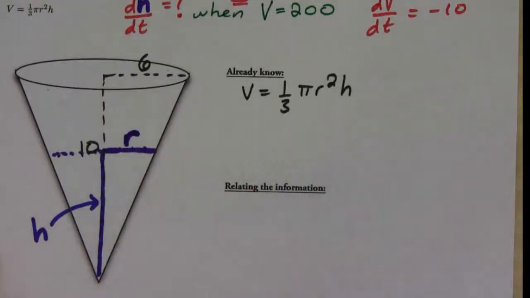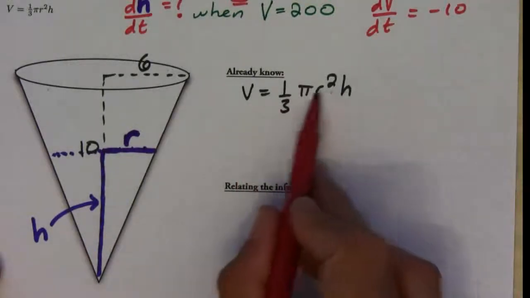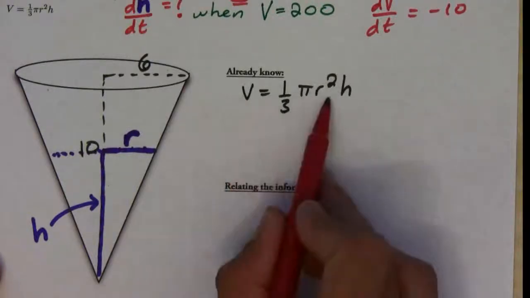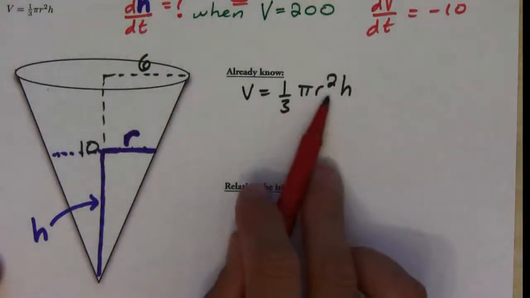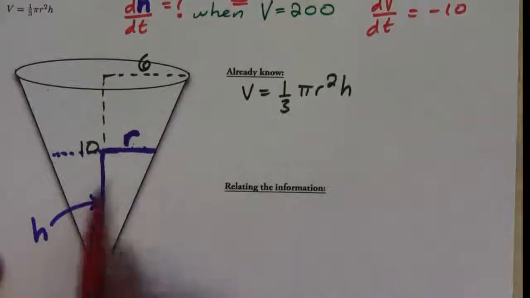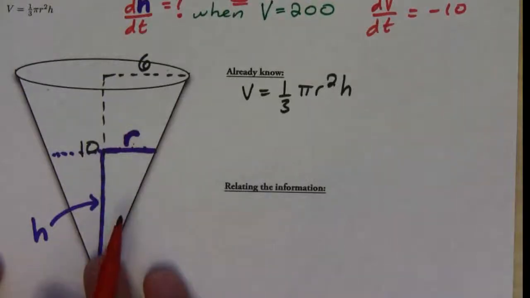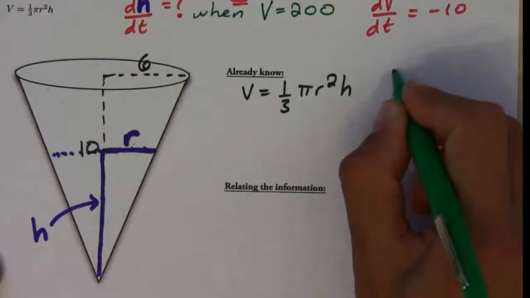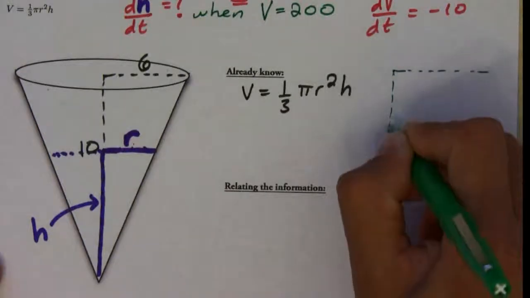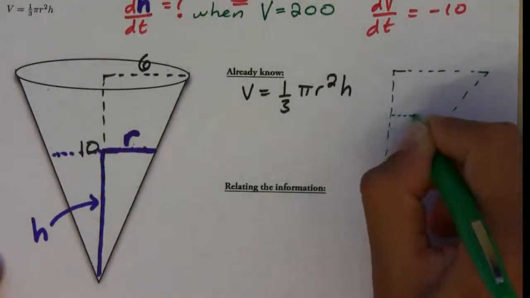So this is just a little trick that'll save you a lot of work. Notice that here I have two different variables. If I take the derivative of both sides as it stands, I'm going to have to use the product rule, because both the radius and the height are functions of time, not of the cone, but of the water level. So if you take a look at this, you notice that inside of here you have two triangles. You have this big triangle and then you have a little triangle.